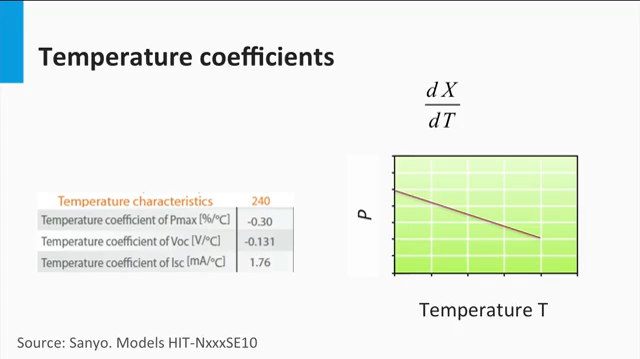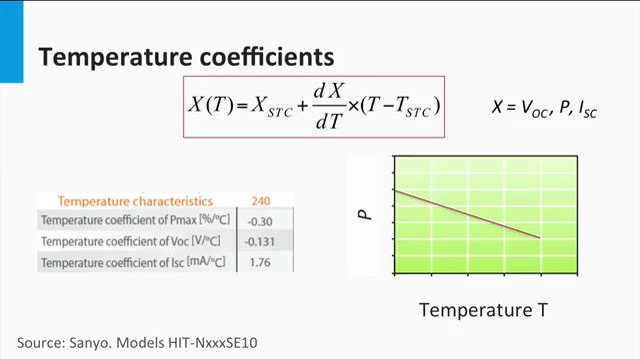Given these coefficients, how do we calculate the PV output with respect to the temperature change? We can use this simple equation. The term dX/dT denotes the temperature coefficient of the particular parameter. The reference temperature taken for this calculation is the standard test condition temperature, which is 25 degrees Celsius.